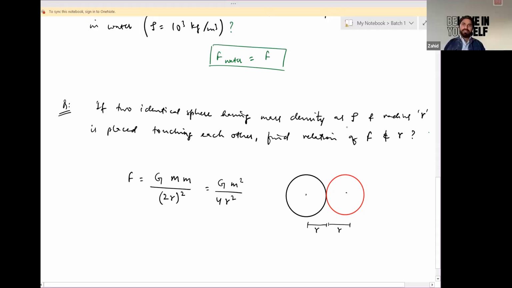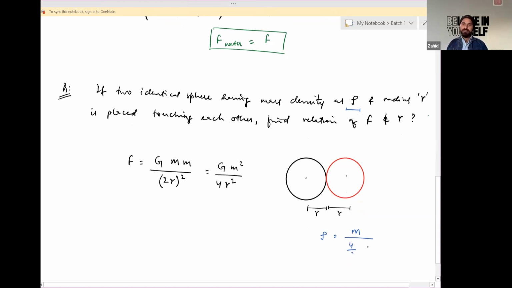But in the question, it is given in terms of density rho. So we convert this mass in terms of density. Density is equal to mass divided by volume, and the volume of a sphere is 4 by 3 pi r cube. So mass will be equal to 4 by 3 pi rho times r cube. Just put this value of mass in this part, you will get G m square, so it will be 16 pi square rho square r to the power 6 divided by 9, whole divided by 4 r squared.